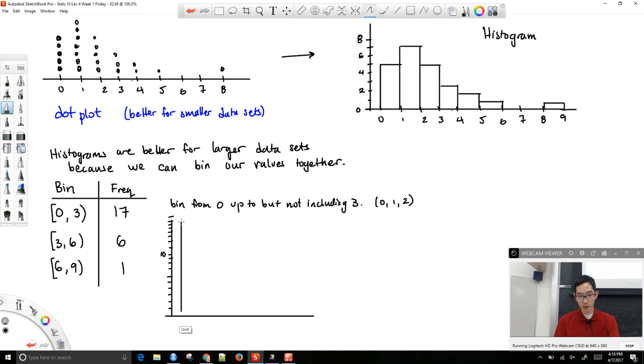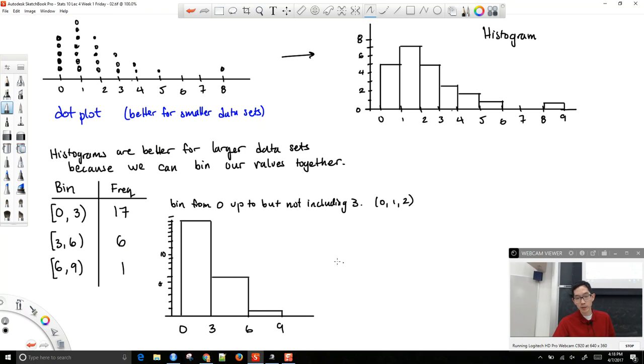will look something like this. I've got 17. This is 0, 3, 6, 9. And I've got 1, 2, 3, 4, 5. So over here, this goes to 6. And this one is at 1. Okay, so this is my histogram with bins. It's the same data as this, but it looks very different because we've binned some of these values together.